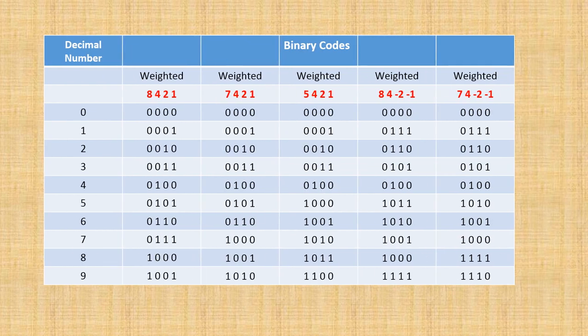Another weighted code with negative weights is 7, 4, minus 2, minus 1. Finding the values is the same.